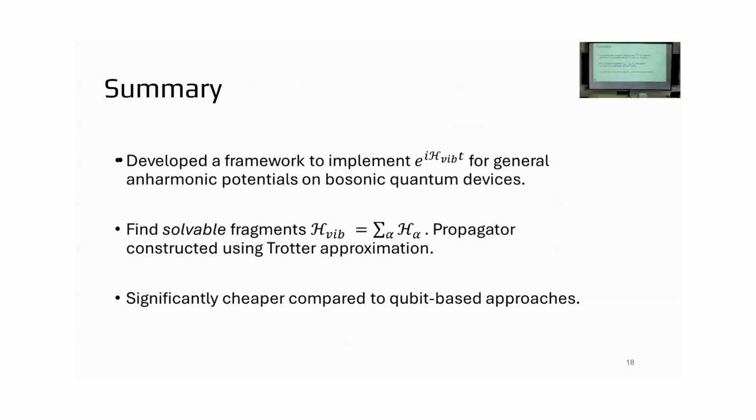Okay, so with that, I would like to summarize that we have developed a framework to implement the vibrational propagator, importantly for anharmonic potentials, on these bosonic devices. The approach we take is that we fragment the Hamiltonian into solvable parts, and we construct the propagator using the Trotter approximation. And in the tests that we perform, we see that it's significantly cheaper compared to qubit-based approaches.